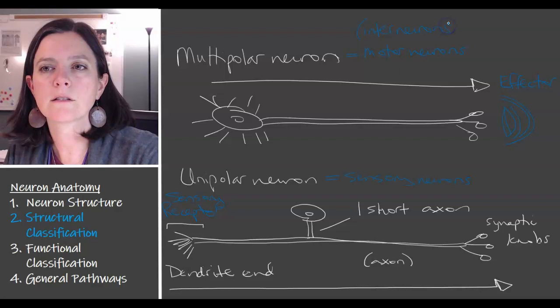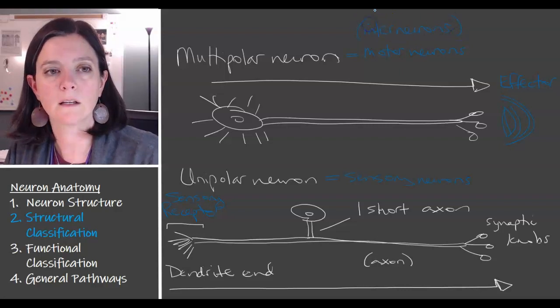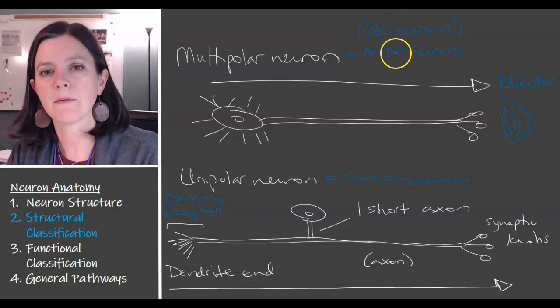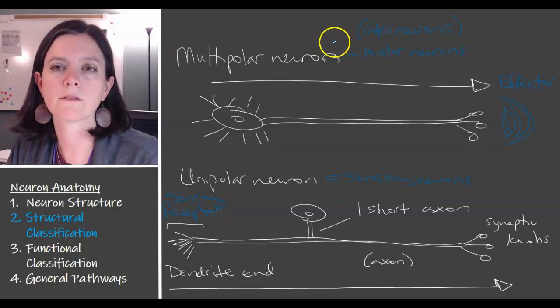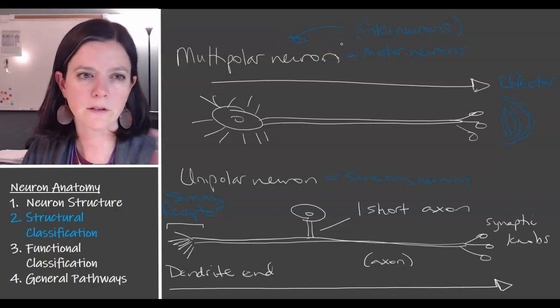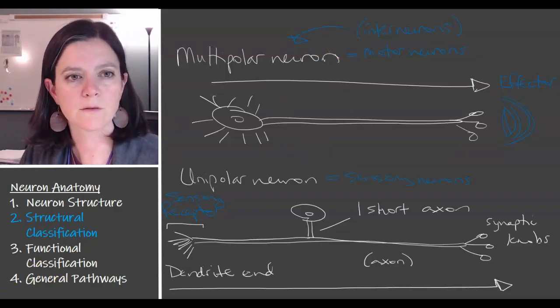And interneurons are housed specifically and completely inside the central nervous system. Because of that, they are not going to be a part of your nerves, but they are all multipolar neurons in structure as well. So let's hit on that together.